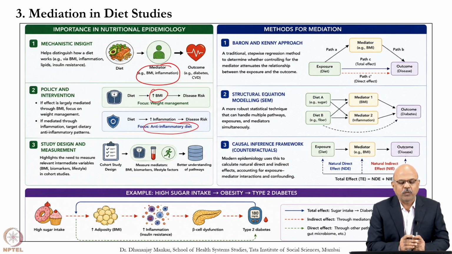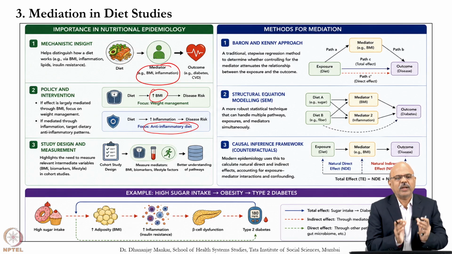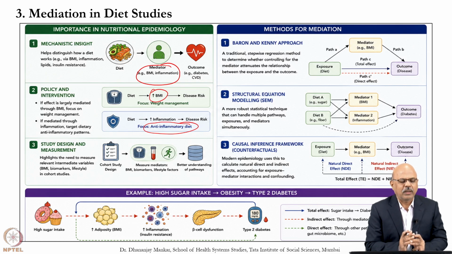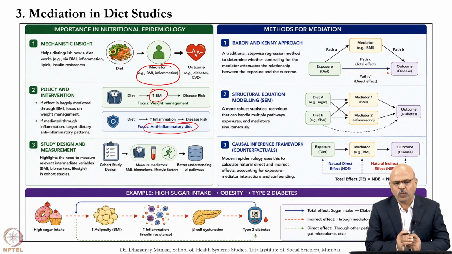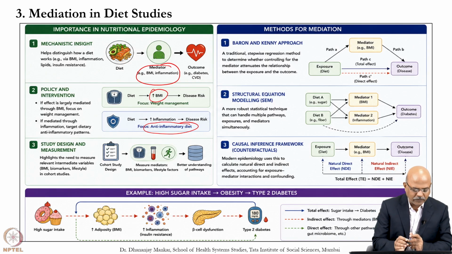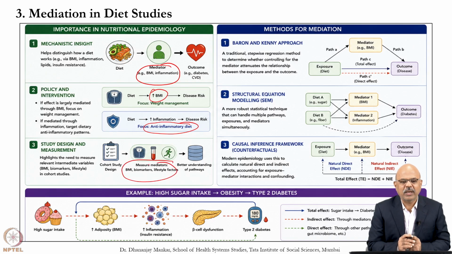Very important. For policy and intervention, we should take mediation as a very important measure. Then you can understand the study design and measurement. It highlights the need to measure relevant intermediate variables. Biomarkers can be one, lifestyle can be one, and BMI. These are all used in cohort studies. In a cohort study, while you design the major mediators, you can measure BMI, biomarkers, and lifestyle factors. These help in better understanding the pathways.